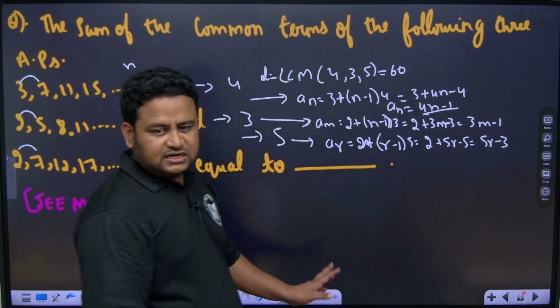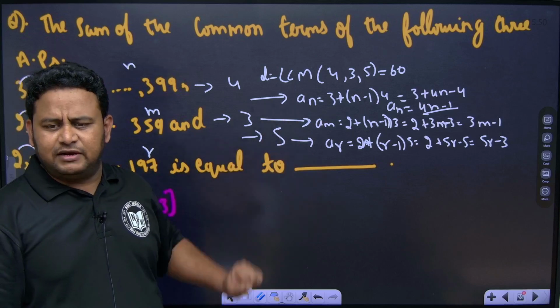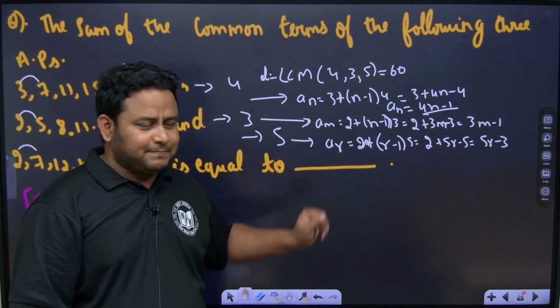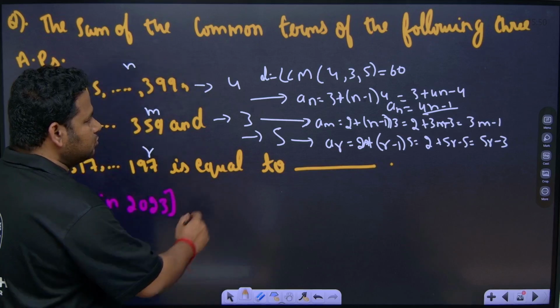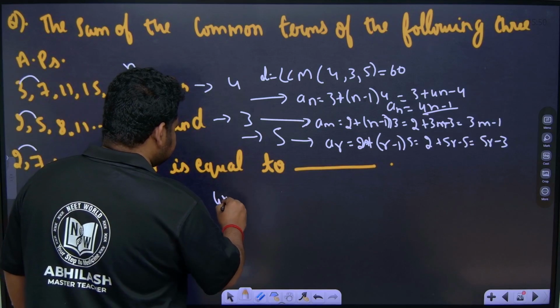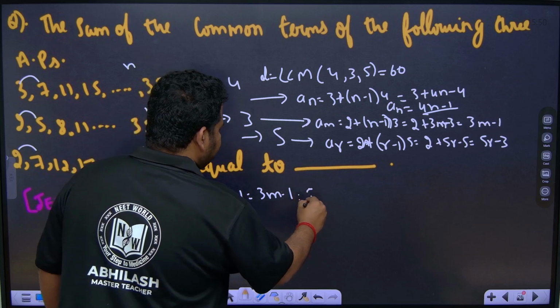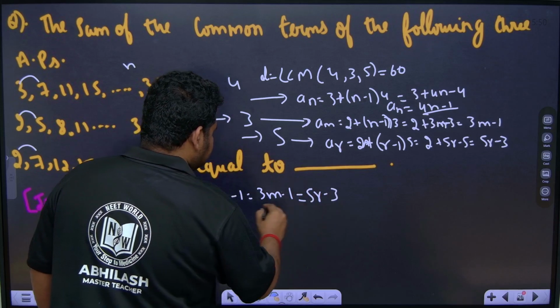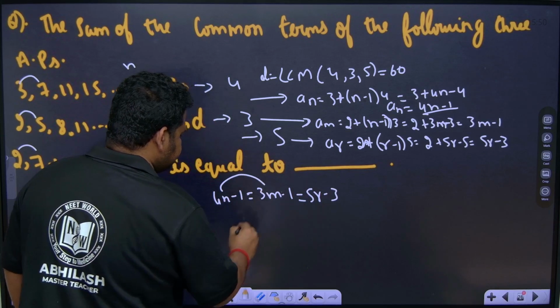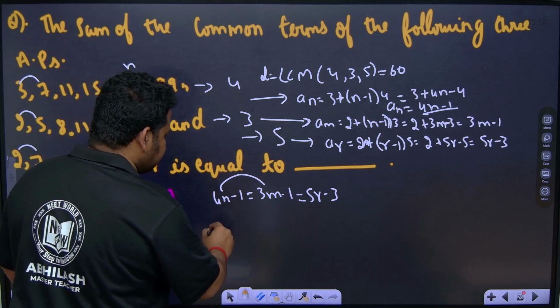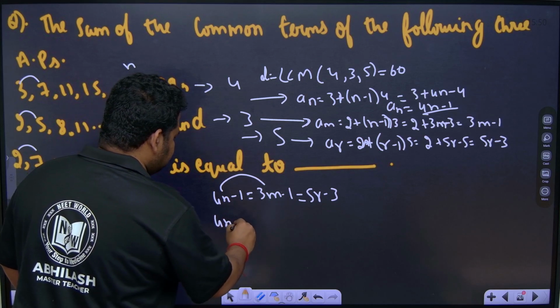These general terms, I will take these terms as equal. Obviously the common term will also follow the same pattern. So what I will do? I will take 4n minus 1 is equal to 3m minus 1 is equal to 5r minus 3. Now first this and this I will consider: 4n minus 1 is equal to 3m minus 1. If I take these two, what will I get? 4n is equal to 3m.